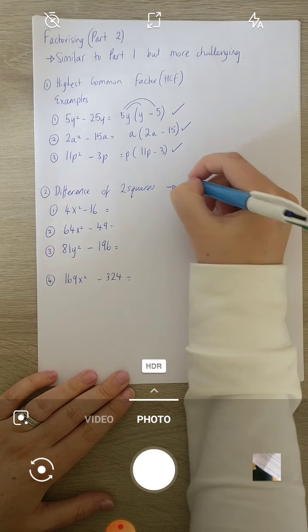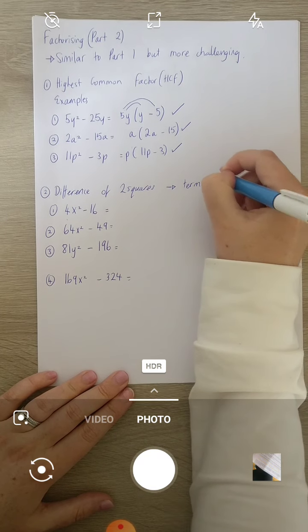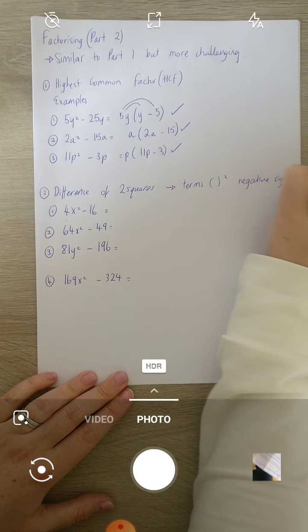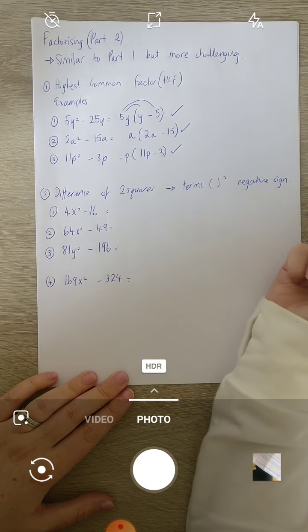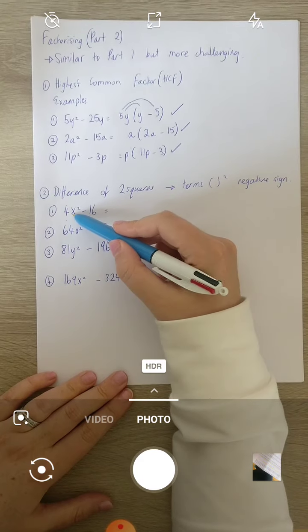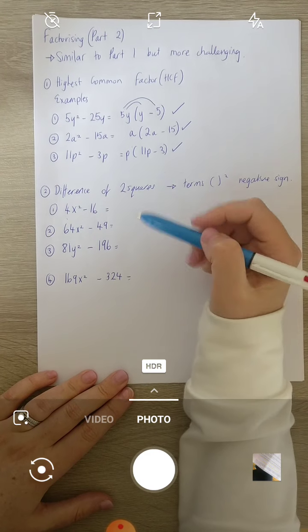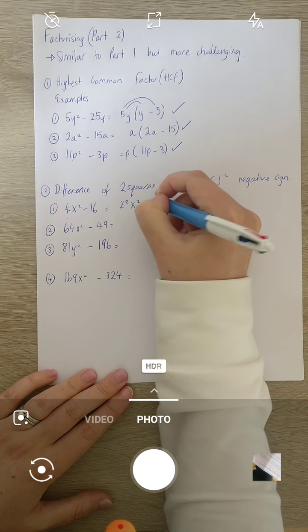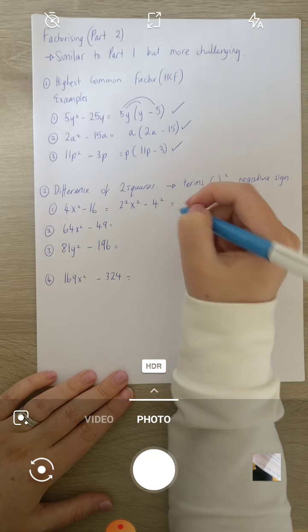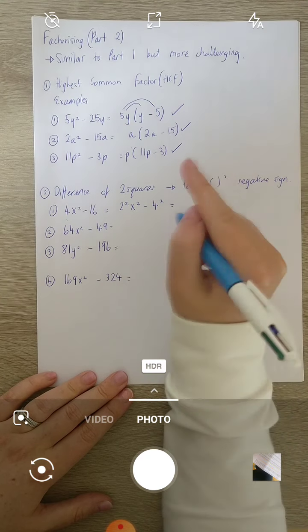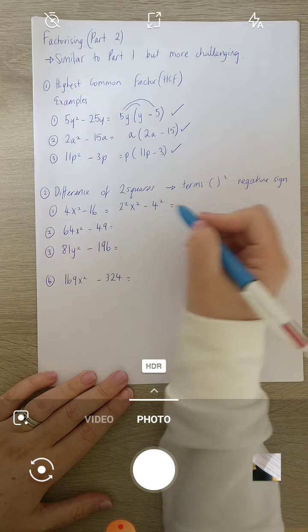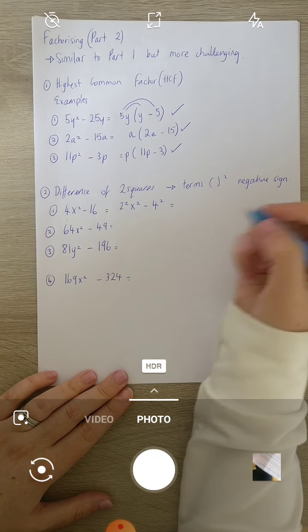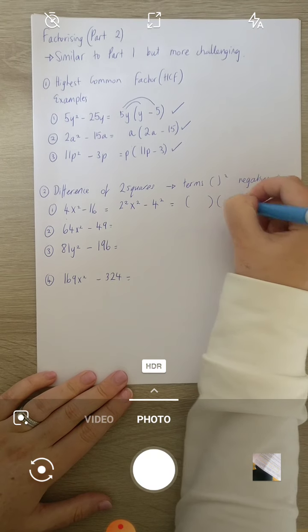Okay, now difference of two squares. Remember all of our terms must be written as squared, and it always has a negative sign between them. So that's how we're identifying, okay? So we have a squared term and a constant and a negative in between. We can rewrite this as 2 squared x squared minus 4 squared. So remember, we're rewriting when we're factorising. We're not actually changing anything. So 2 squared is the same as 4, x squared is the same as x squared, and 4 squared is the same as 16. So we actually haven't changed anything. We've just written it in a different form.